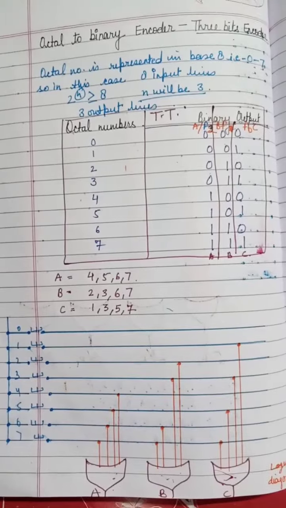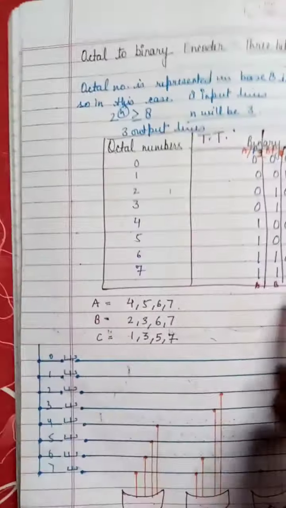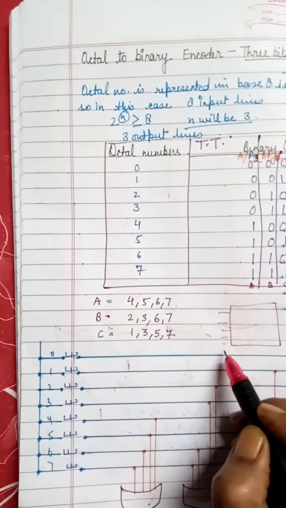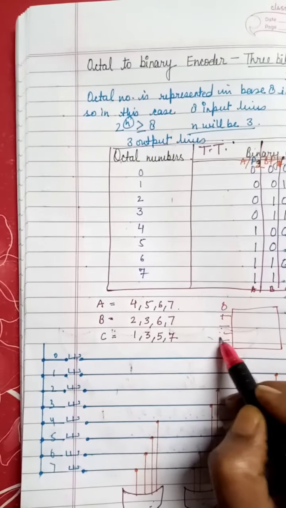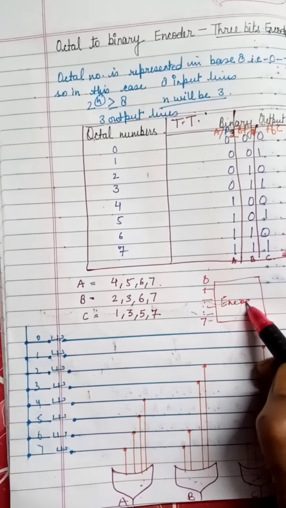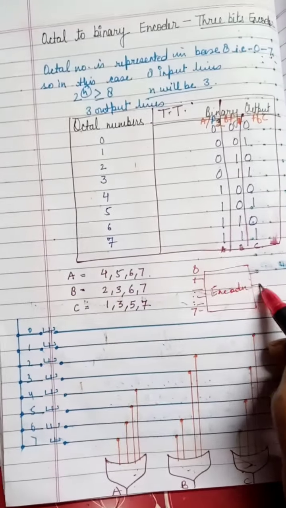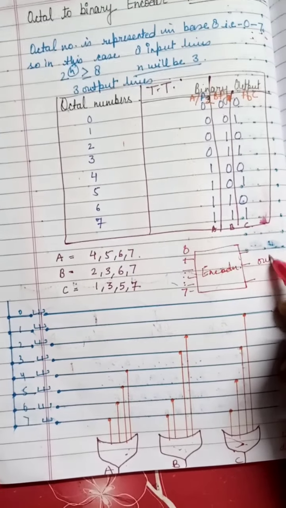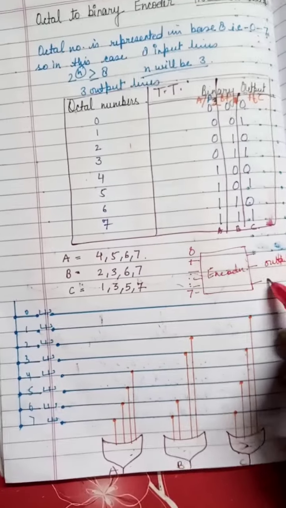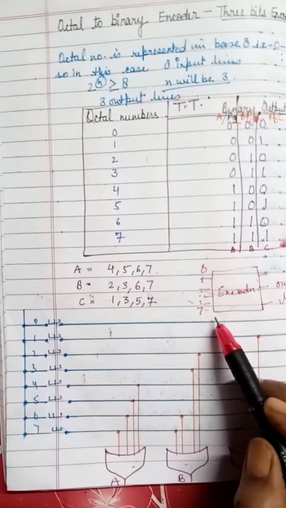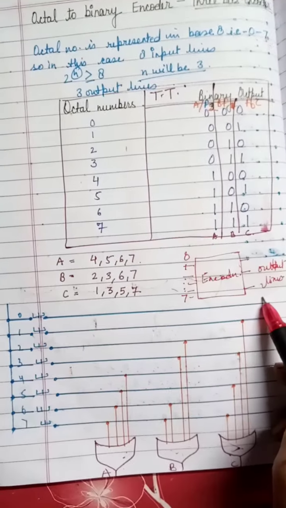Okay. Now the block diagram also. How to make the block diagram of this? 8 input lines will be there, from 0, 1 till 7. Then again this is the encoder. And how many output lines? 3. These are the output lines. Okay. So this is the octal to binary encoder's block diagram. Fine.